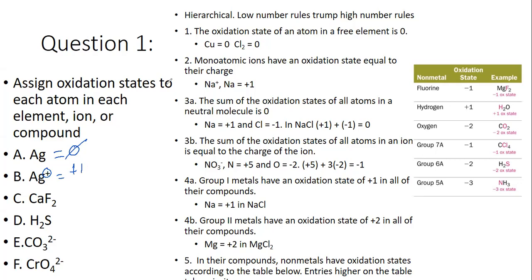So see if we can do C, D, E, and F. And for C and D, you're going to want to use rule 3A. The sum of the oxidation state of all atoms in a neutral molecule is zero. So if we do not have a charge symbol up here, that means this molecule is neutral. If it's neutral, everything has to add up to zero.